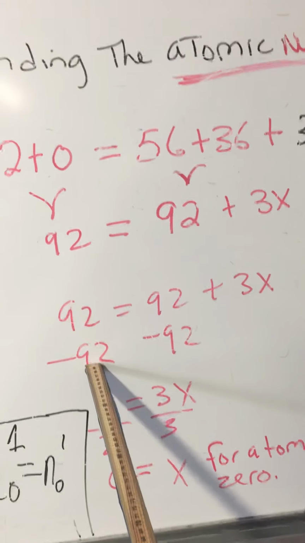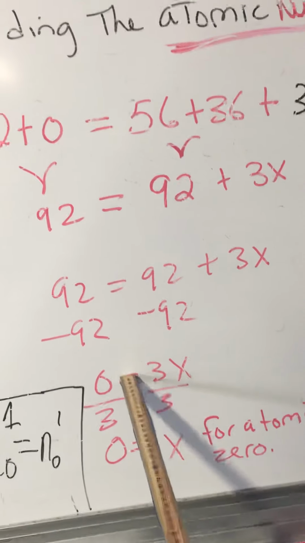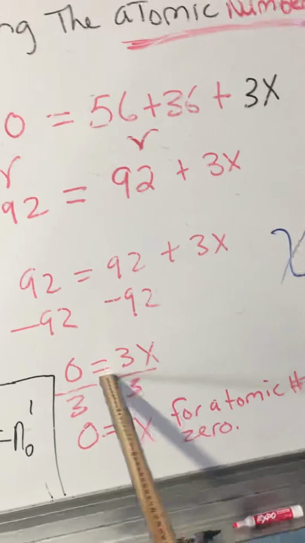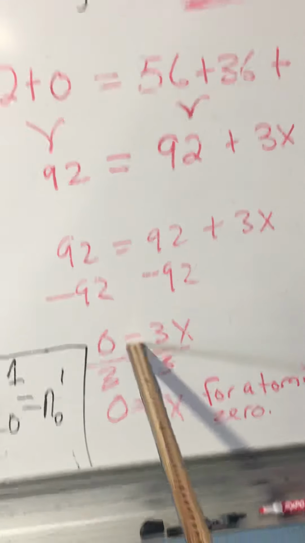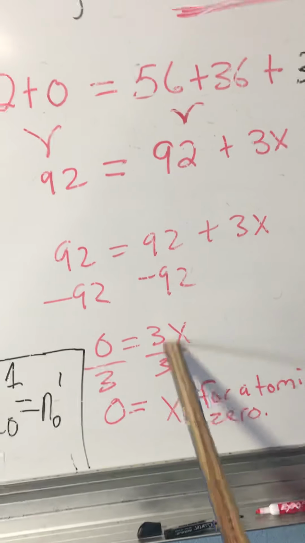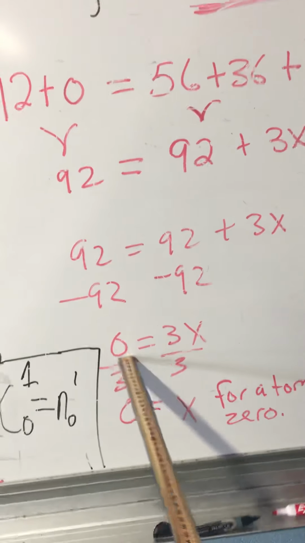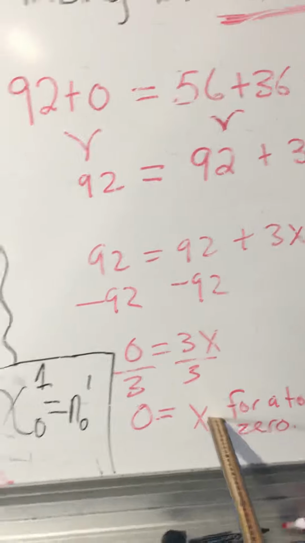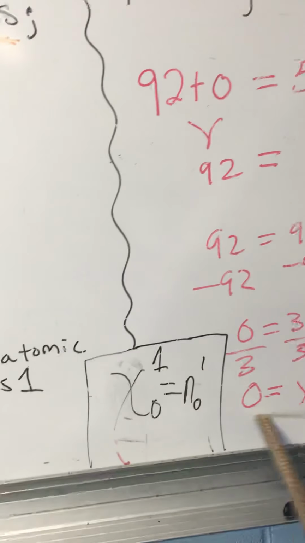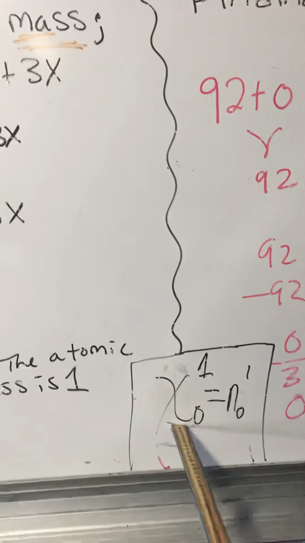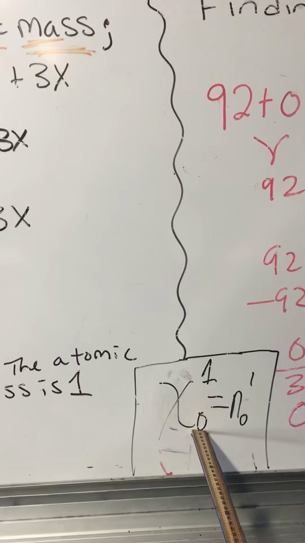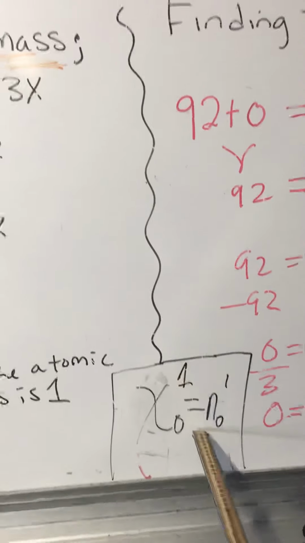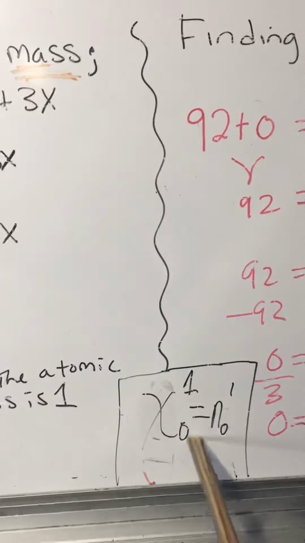Get like terms together. This minus that is 0, right? 92 minus 92 is 0, but here what's left over is 3x. 0 equals 3x. Now I get x by itself. I divide both sides by the same thing, 3 and 3. Then I get 0 equals x. All I got to do now is put this x value over here. This becomes x with an atomic number 0 and atomic mass. And if I look in table N, I'll see that this is the particle.